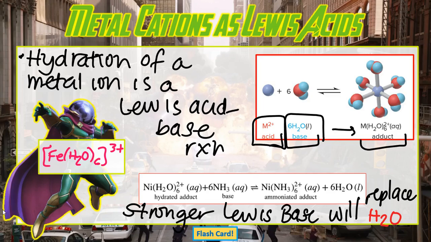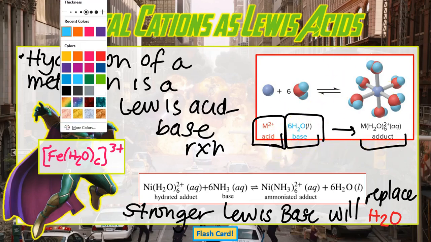Now we saw before how aluminum is going to act as a Lewis acid because it has that vacant orbital. But guess what, folks? It's also small and highly charged, and so it can be considered a metal cation that we saw before. And so hydration of a metal ion is actually a Lewis acid-base reaction. So we're going to take our metal, which is going to be small and charged, we're going to mix it with water, and it's going to form our adduct.